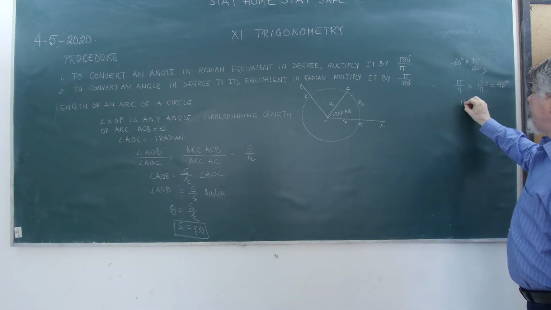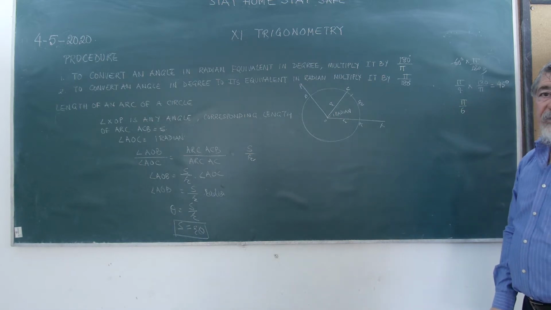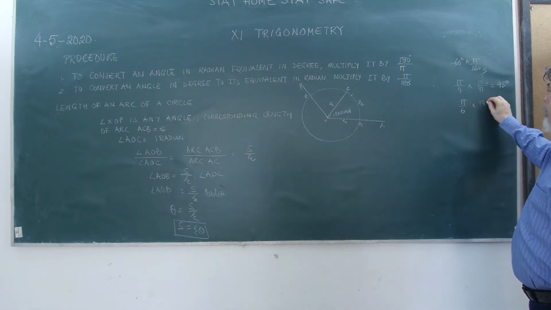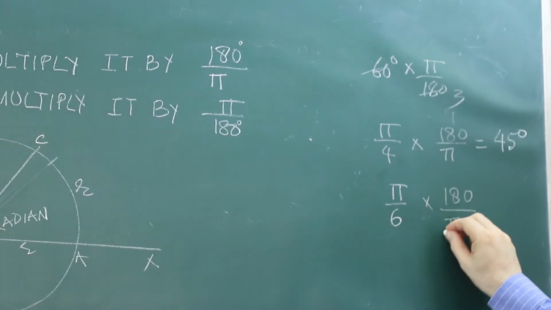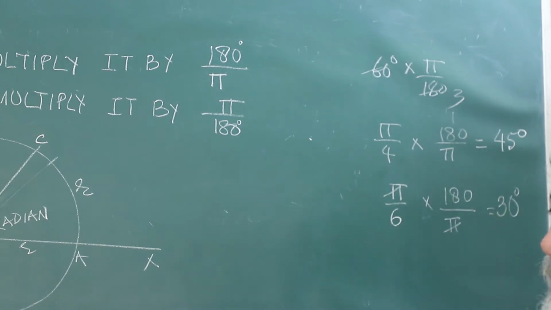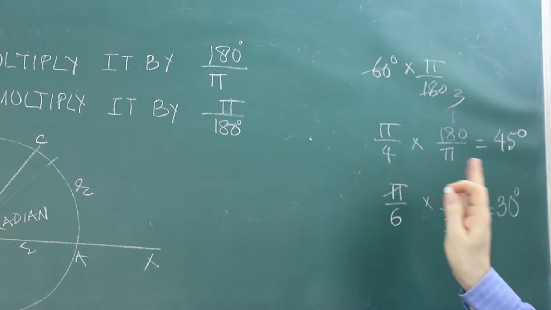That way you can convert anything. Pi upon 6, this is an angle given in radians. To convert it into degrees, multiply by 180 upon pi. Pi will cancel, it will become 30 degrees. Because generally we will be using angles in radians now and not in degrees. But this is the way you can convert from radian to degrees.